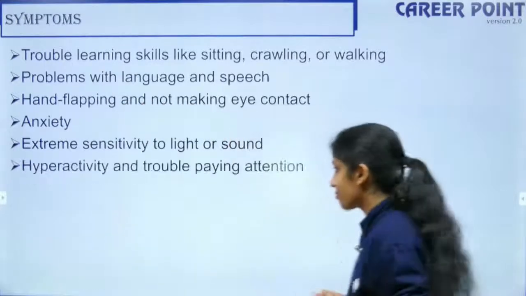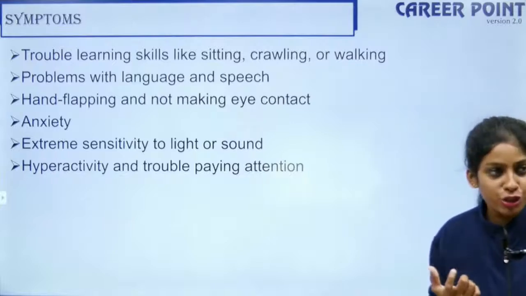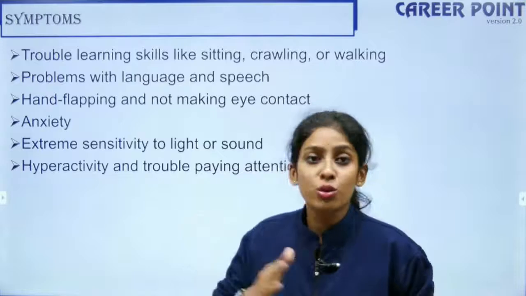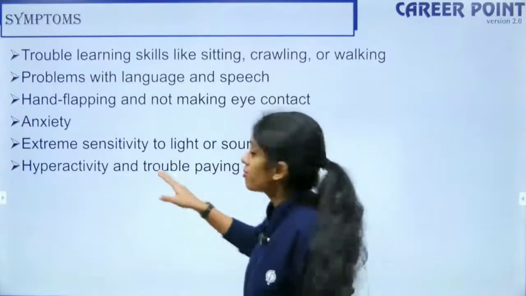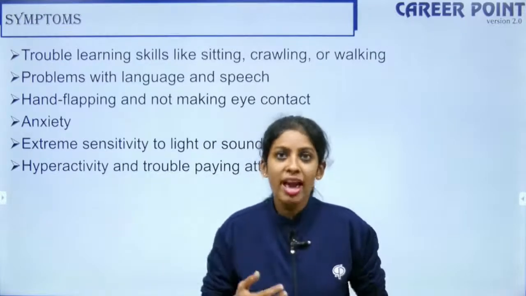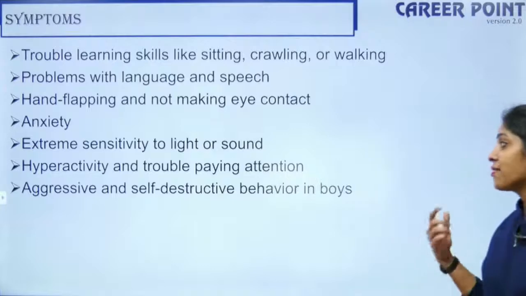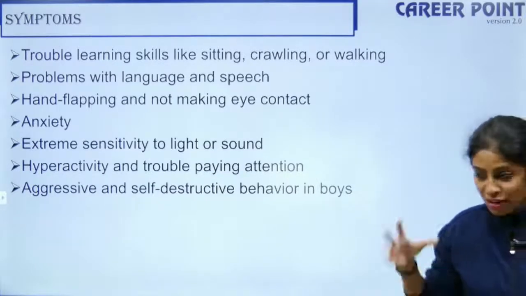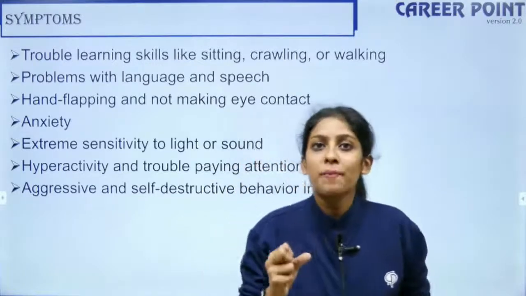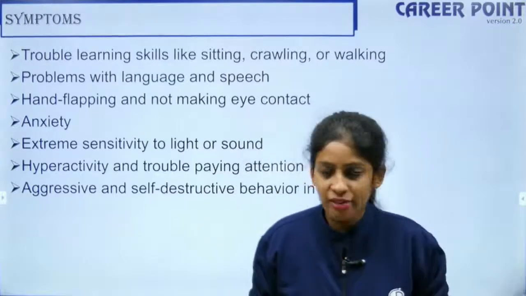Okay, fine. So hyperactivity, and they have trouble paying attention. Meaning you cannot grasp their attention for a long time. So they tend to lose attention very quickly. So all this makes sure that they are not on par with a normal student in a normal school, right? So they have to take up special education now. Okay. Aggressive, and they have self-destructive behavior in boys because they're not able to understand, they're not able to control themselves. The brain is not properly organized, right? So thus you have aggressive and self-destructive behavior in boys.